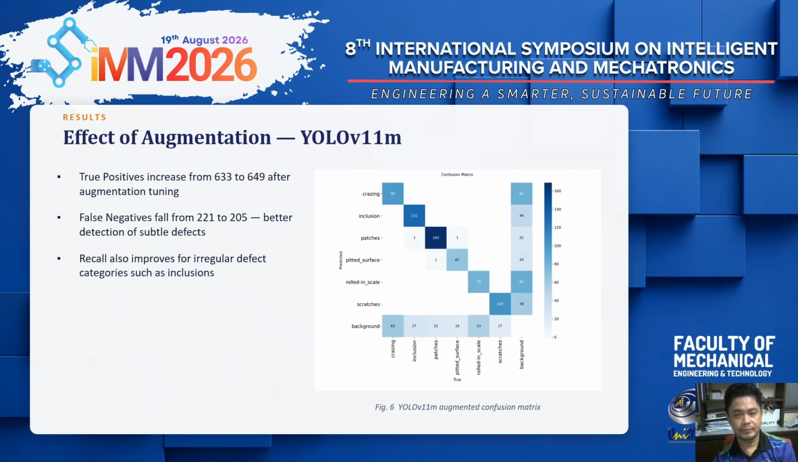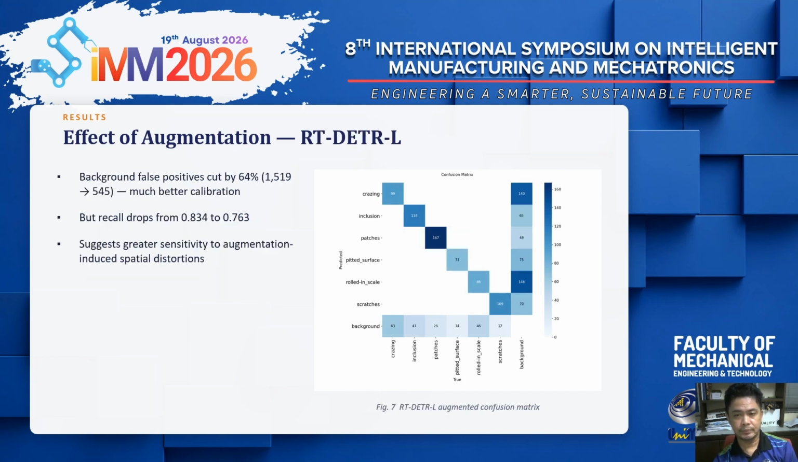After augmentation, YOLOv11M improved on most defect types. Crazing recall rose from about 54% to 61%, and rolled-in scale from 55% to 60%. Two classes, patches and scratches, dipped slightly, but overall more true defects were detected, with true positives rising from 633 to 649.